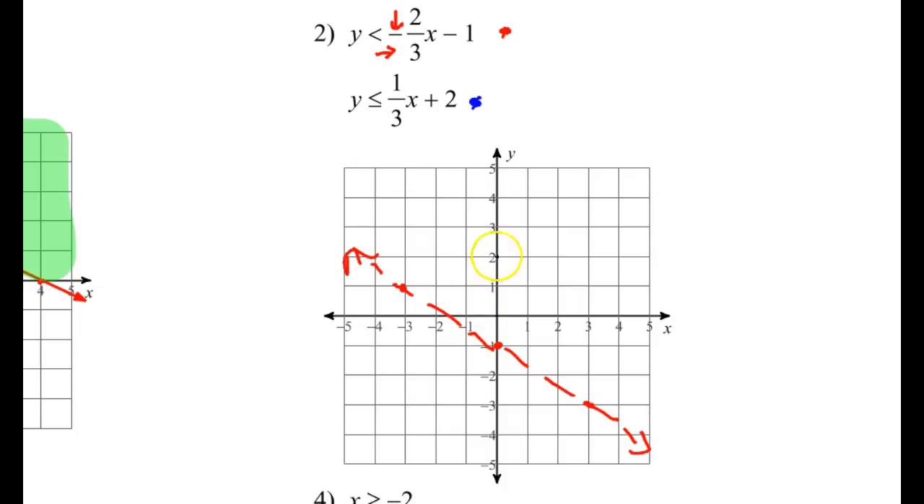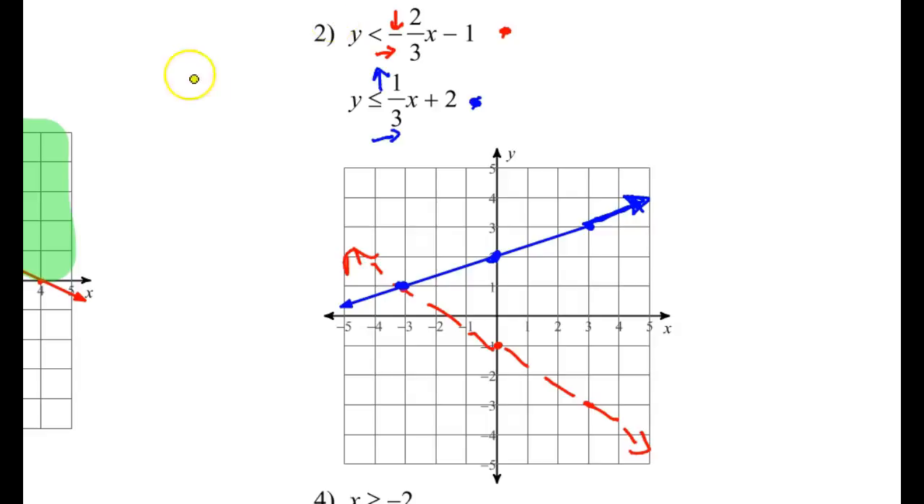So we have 2. Start at 2. Up 1 and right 3. So up and right. You can also reverse it. Go down and left. This one is solid. It's greater than or equal to. That one's solid. So that's the first part, which is all the review.